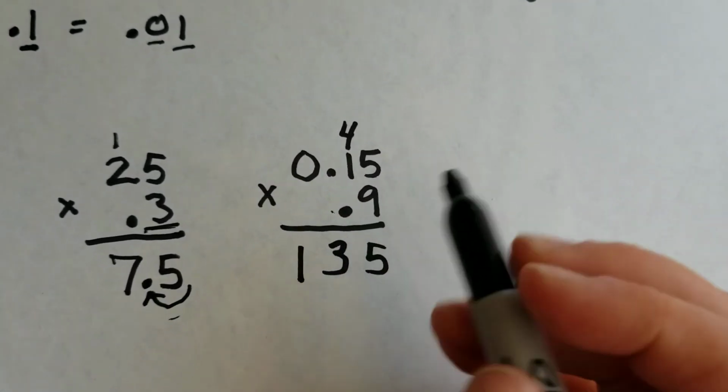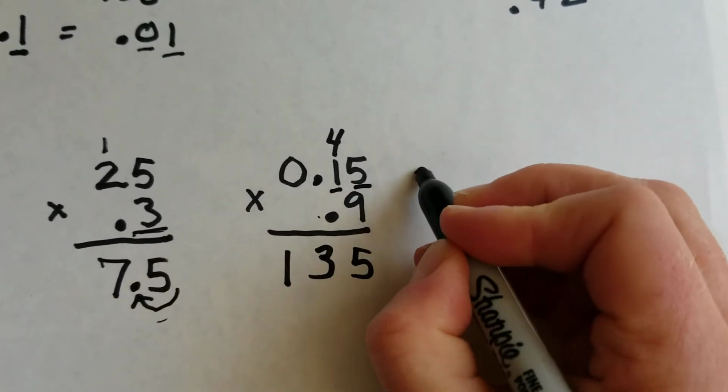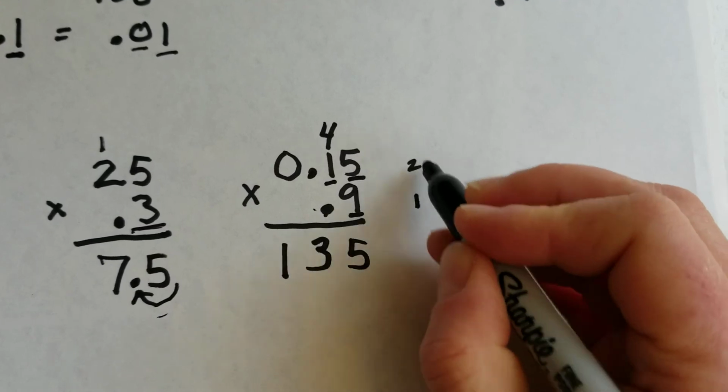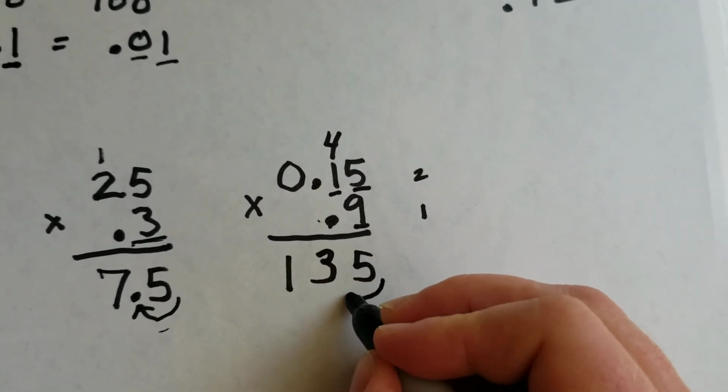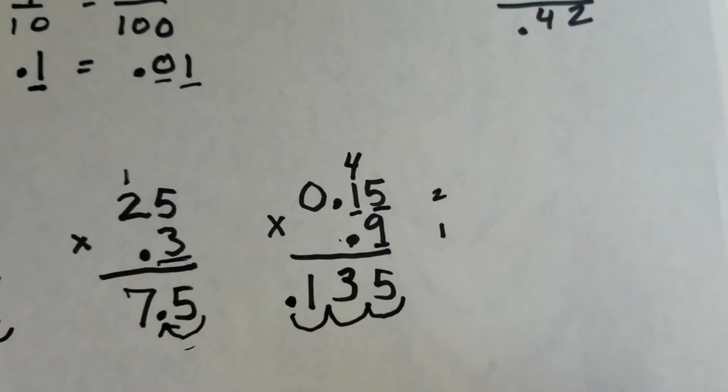Now let's see how many numbers we have after decimal places. Here's a decimal point. There's 2 numbers. Here's a decimal point. There's 1 number, for a total of 3 numbers. So 1, 2, 3. We put our decimal point there.